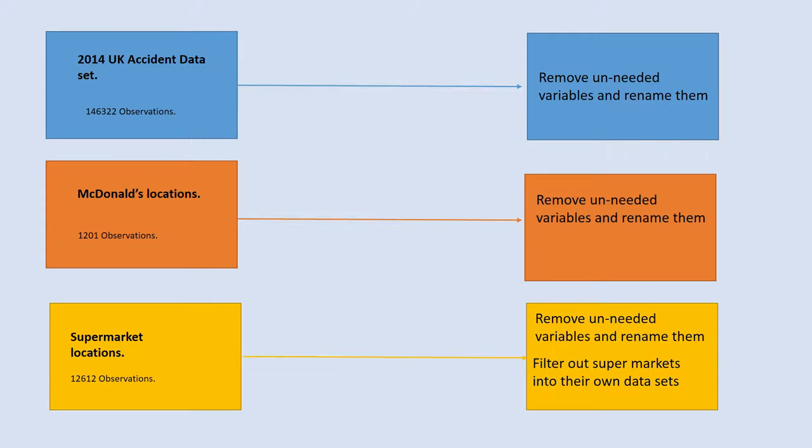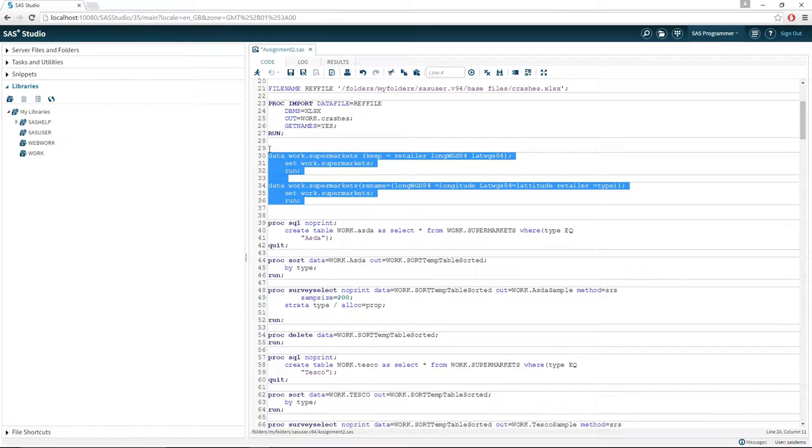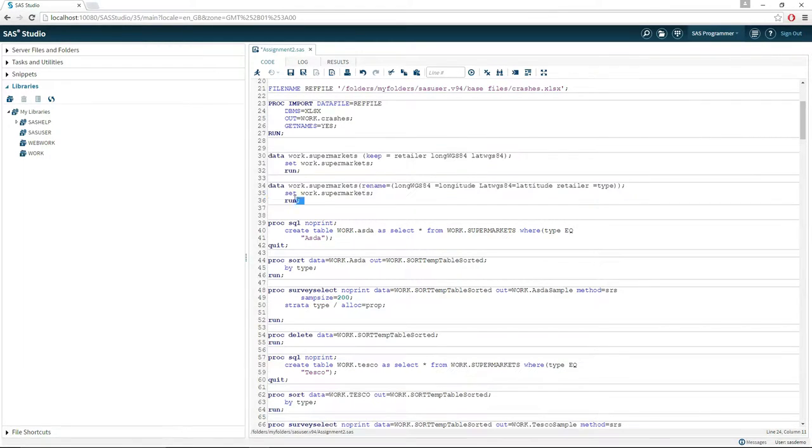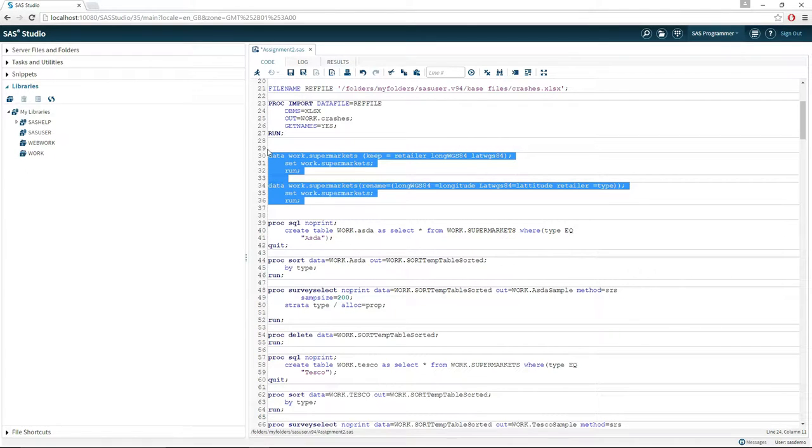Due to the length of the code, this slideshow will give an overview of the ETL steps taken to produce the resulting dataset to be analysed. These are the raw data sets that are used: road accidents from 2014, locations of McDonald's and locations of supermarkets. In these data sets, variables were removed using the dropkeep function and the remaining variables were renamed as to make the merging of the data set as simple as possible.